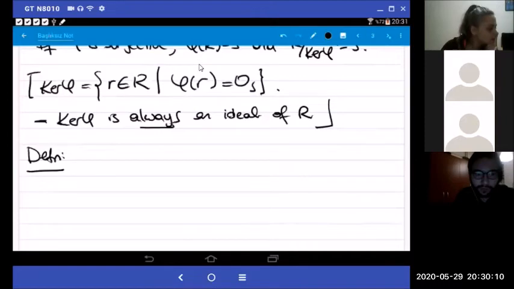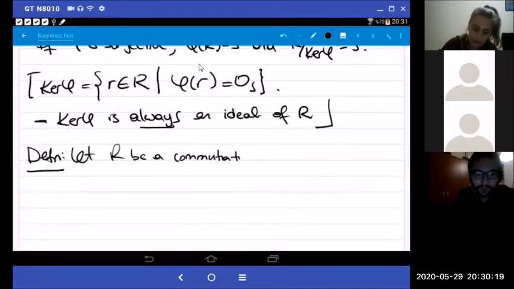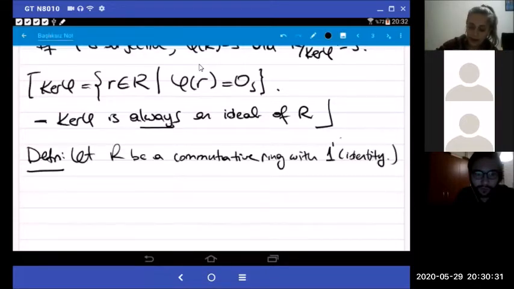Definition. Let R be a commutative ring with 1. With 1 means identity, unity, whatever you like, and this 1 is different from 0, its additive identity. Now we are going to call an ideal prime. An ideal P is called a prime ideal.